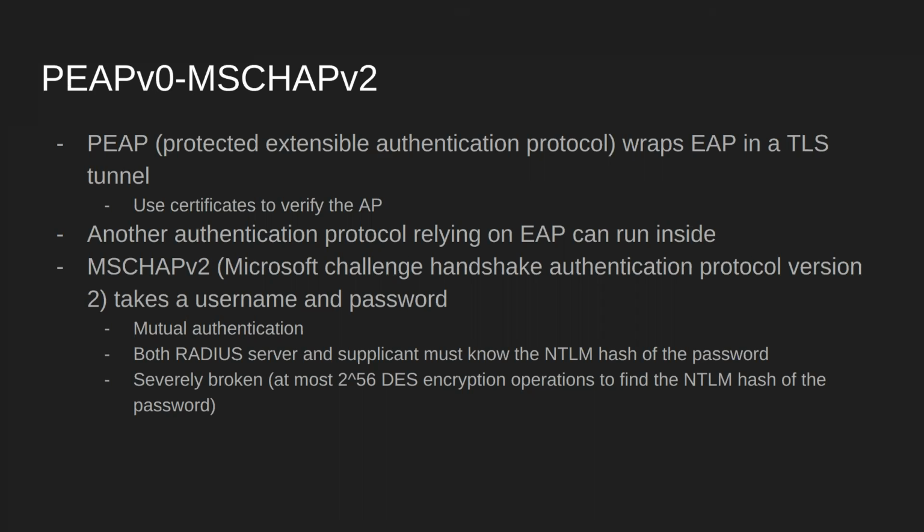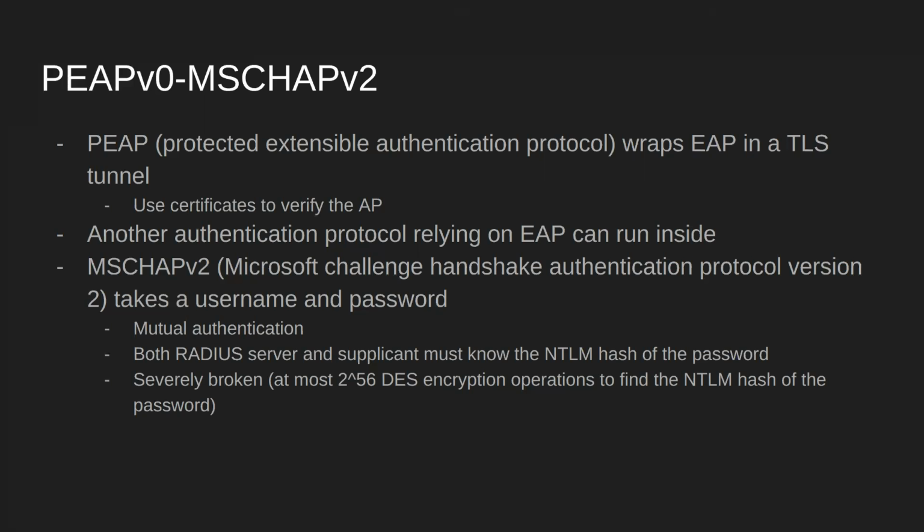And basically it takes a username and a password, and it authenticates the client. It also authenticates the access point because MS-CHAP has mutual authentication, so both the Radius server and the client would have to know the password. Otherwise, the client should reject the access point, or the access point should reject the client.